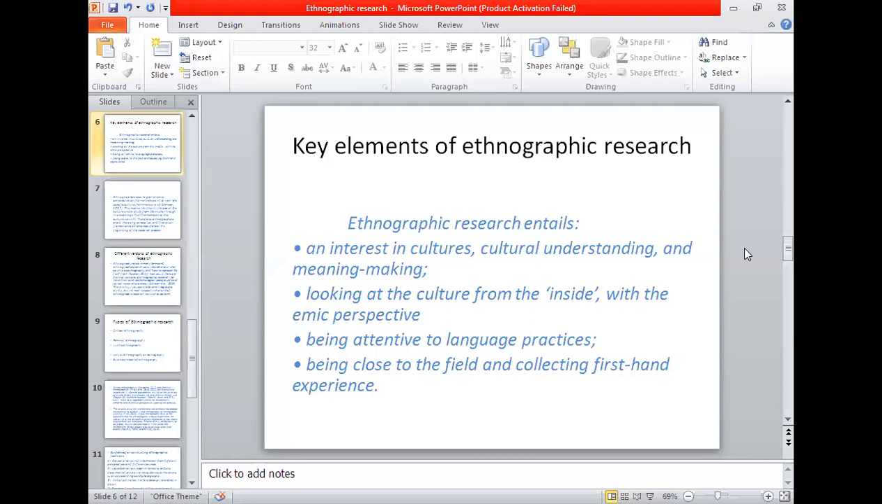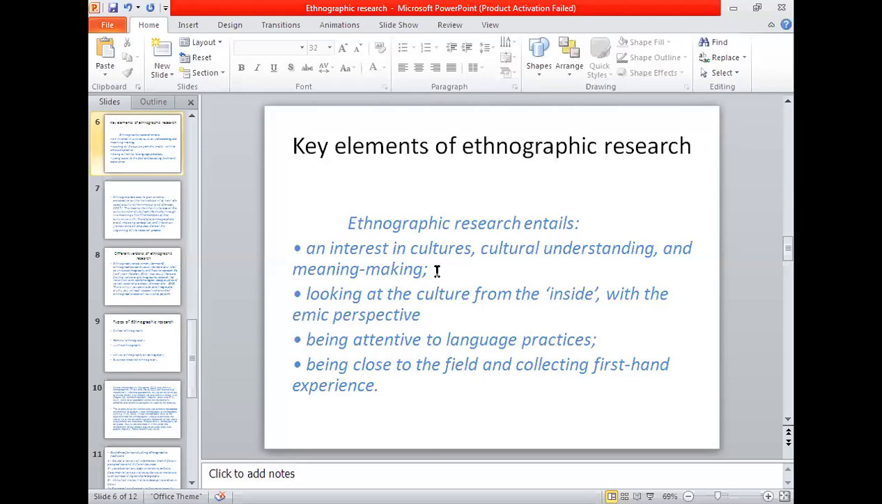Now we are coming again to what ethnographic research entails. What will it entail? What will it do? An interest in cultures. Ethnographic research's purpose is an interest in cultures. There are different types of cultures, and cultural understanding and meaning about different types of behaviors is within their particular culture.